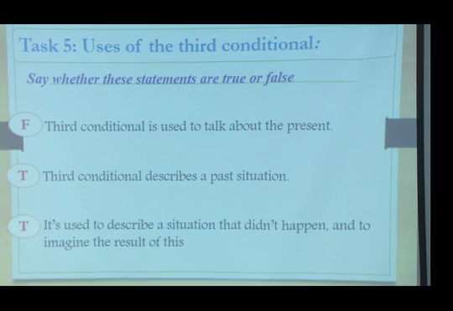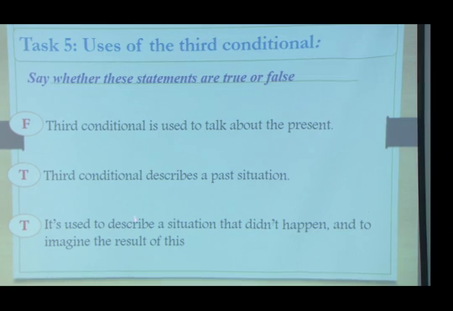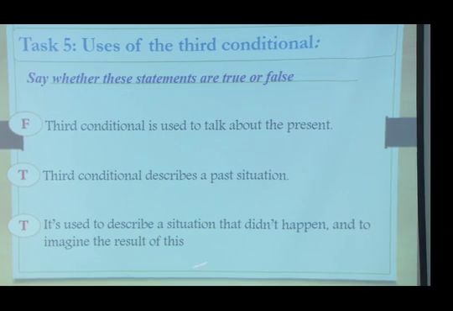Third conditional describes a past situation. It's used to describe a situation that didn't happen and to imagine the result of this. That is, when this situation did not happen, what is the result? Or this situation happened, what is the result?